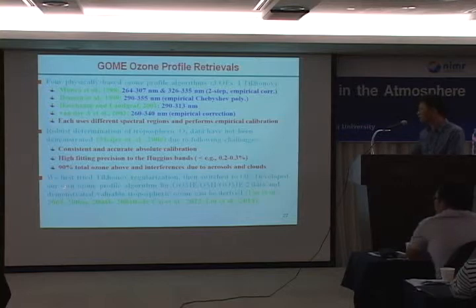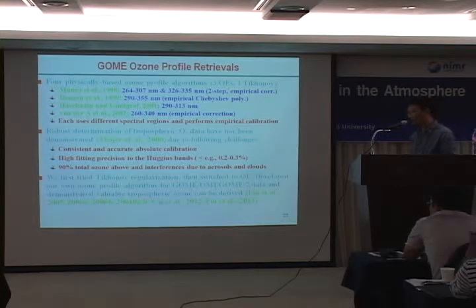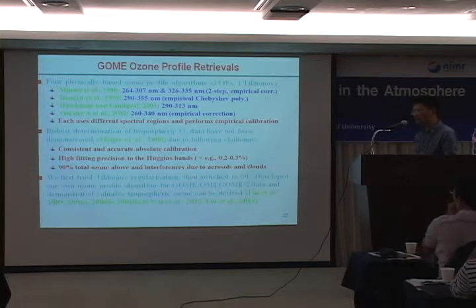When I first got started, we actually tried the Tikhonov regularization approach. We implemented that, but it didn't work quite well. Then we switched to optimal estimation. So now we have developed ozone profile retrieval from GOME, OMI, and GOME-2 data, and we have demonstrated we can get some valuable tropospheric ozone information, although it's still quite challenging. I think there are still a lot of challenges for this problem.